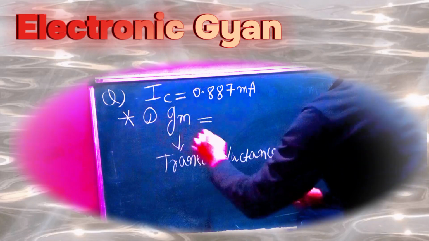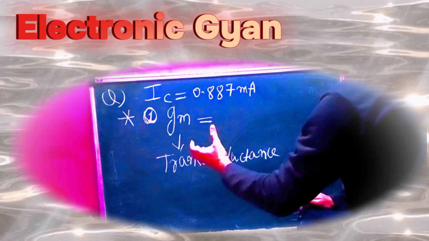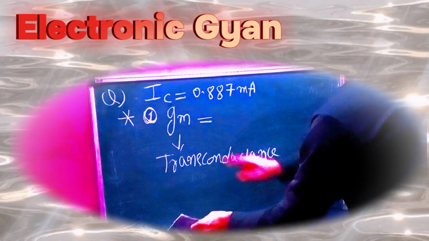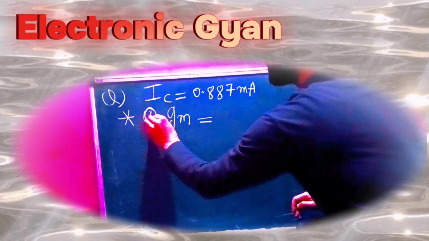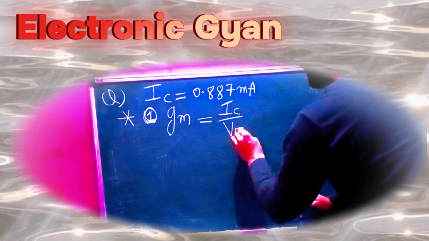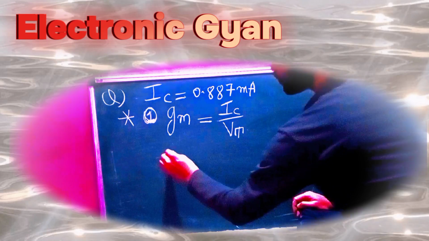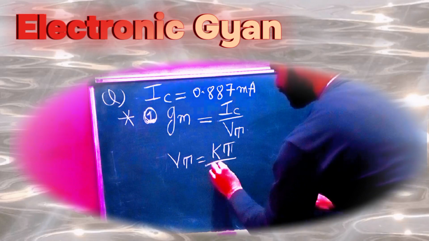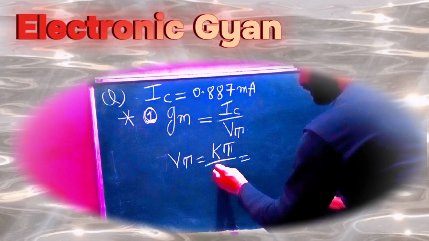This is a very important parameter of an amplifier, which will drive the input with amplification at the output side of the amplifier. So transconductance of an amplifier is given as Gm is equal to IC by VT. What is VT? VT is nothing but the thermal voltage. Thermal voltage at room temperature is nothing but kT by q. What is k? It is the Boltzmann constant, T is the temperature, and q is the charge.